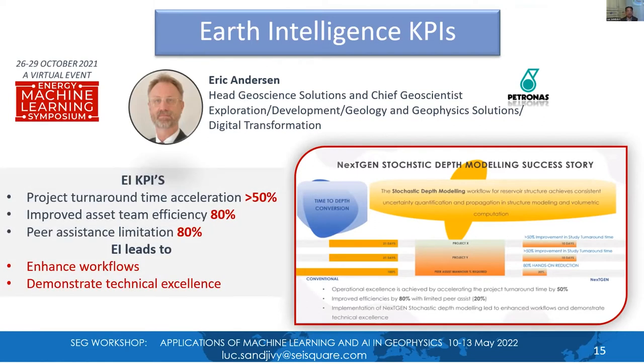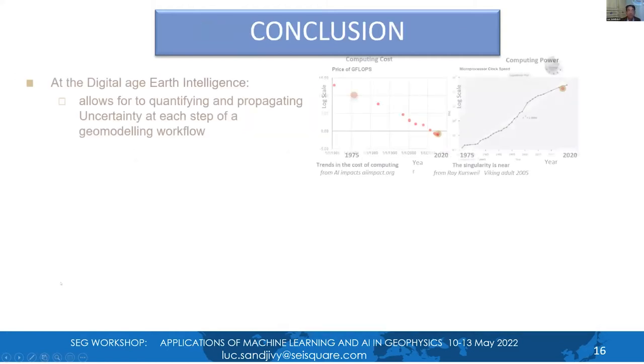And he said, well, on two projects, the project turnaround time was reduced by 2, and they improved the asset team efficiency by 80% and limited peer assistance by 80%. So it leads to enhanced workflow and demonstrates technical excellence.